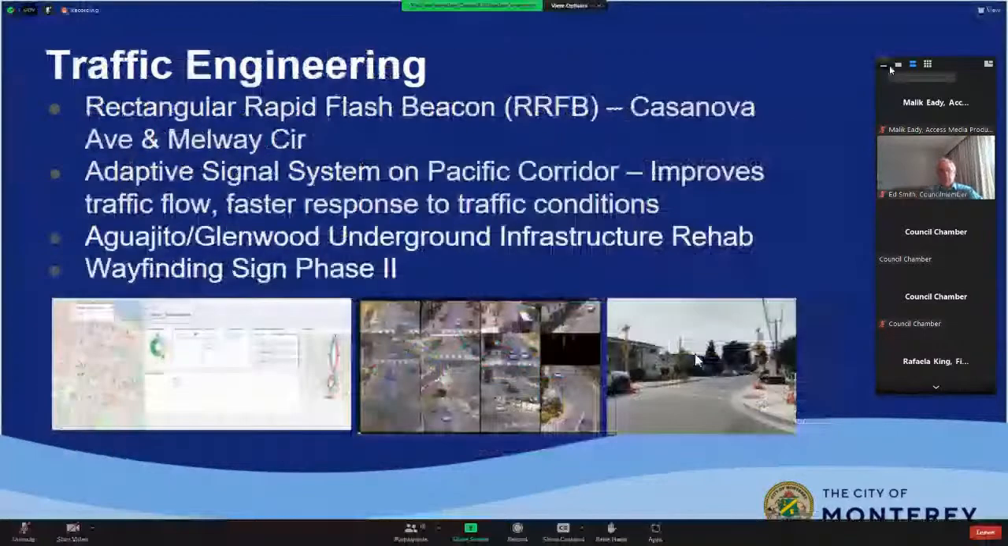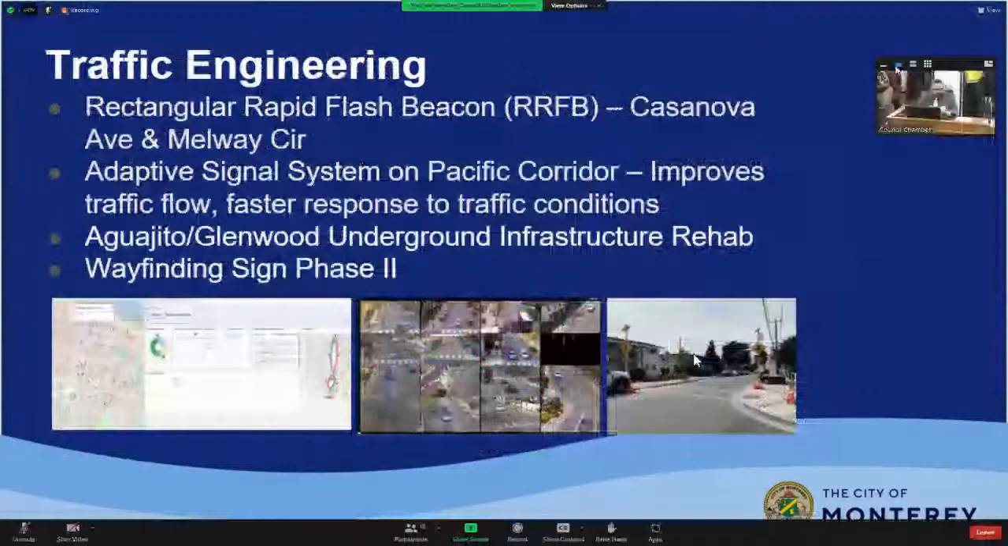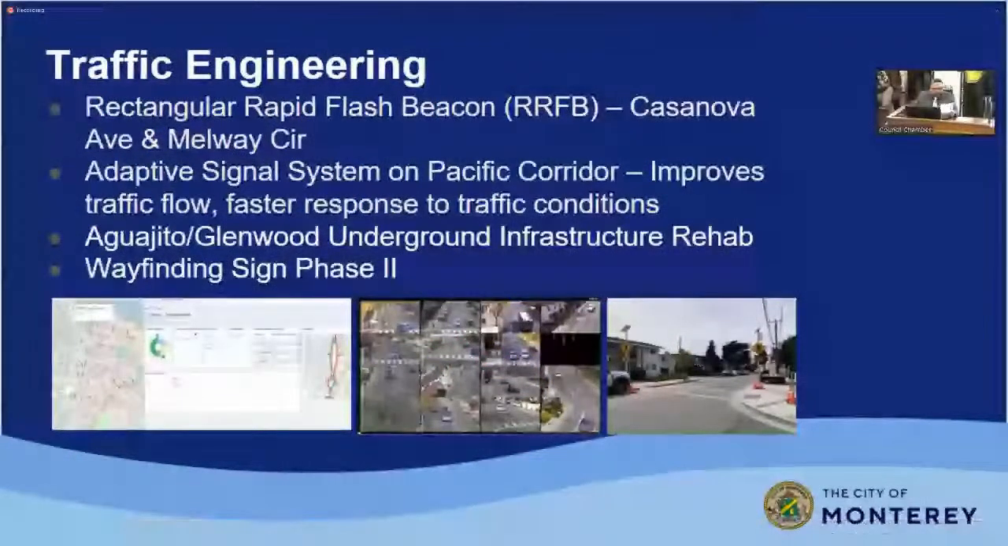Our Traffic Engineering Division is responsible for the design, installation, and monitoring of traffic signals, signs, road markings, and other measures to ensure safe and efficient flow of traffic in city streets. Some noticeable projects include the rectangular rapid flash beacon on Casanova and Melway Circle, adaptive signal system, improving traffic flow and faster response to traffic conditions, and the wayfinding signs, making it easier for people to get around the city.